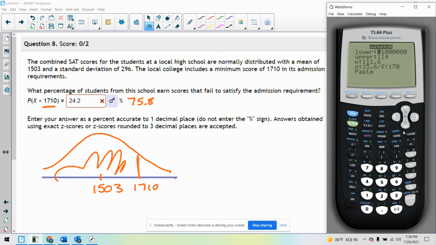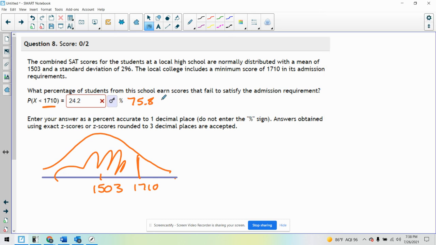Our lower limit, it's still super negative. Upper limit's going to be 1710. The mean is 1503 with a standard deviation of 296. So we got 0.7578 or 75.8. I think you might have found this area by accident.